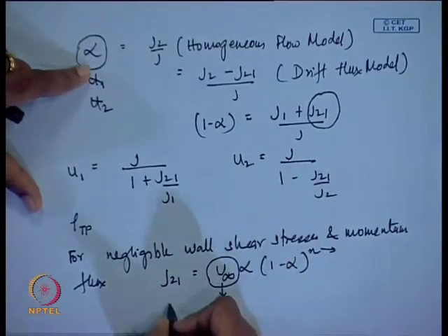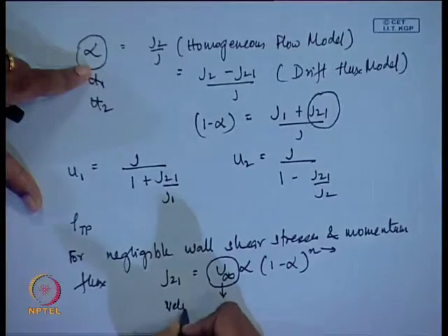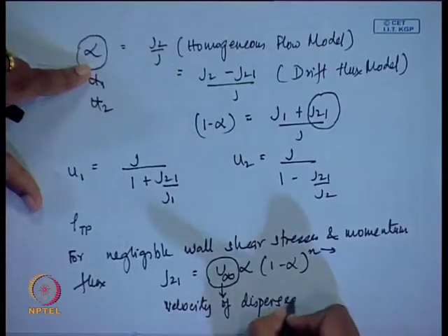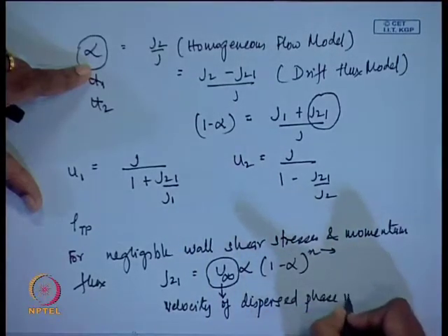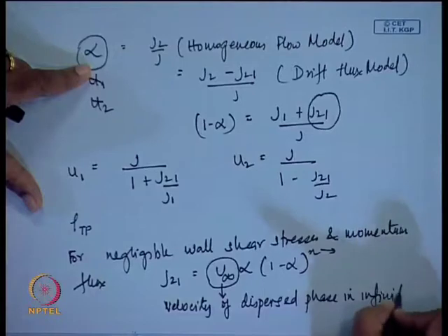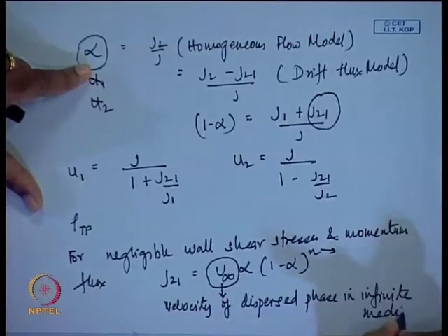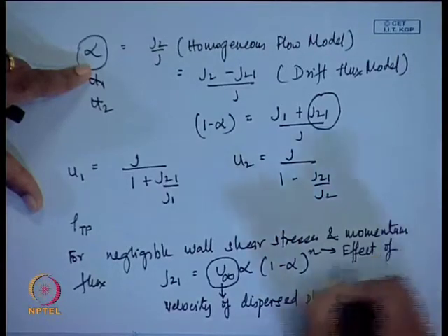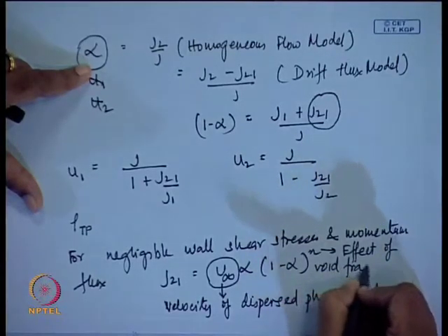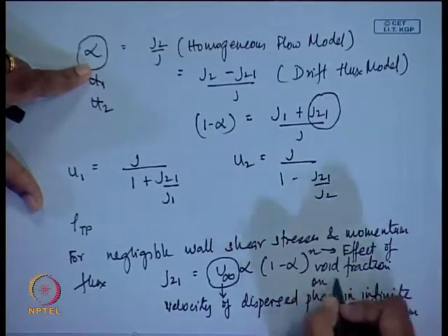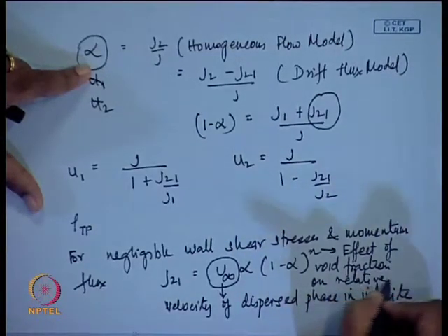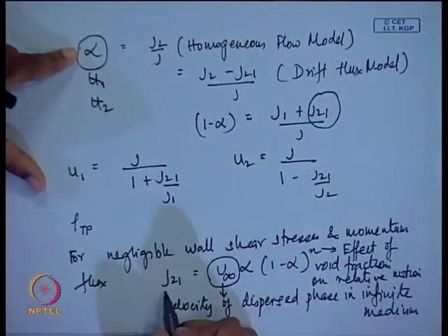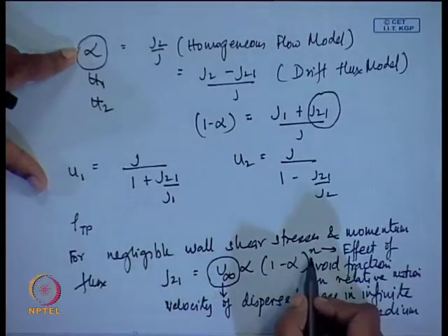Okay. So, this was the velocity of dispersed phase in infinite medium, and this incorporated the effect of void fraction on relative motion, isn't it? So, this we had already done. So, therefore, we find that in order to find out J21, we need to know u infinity and n.